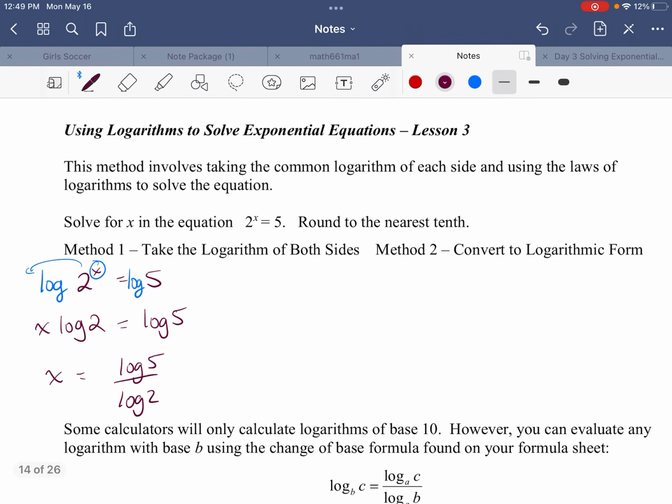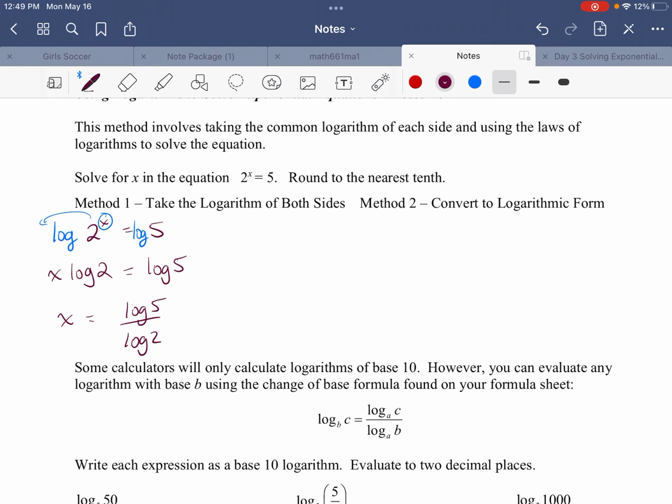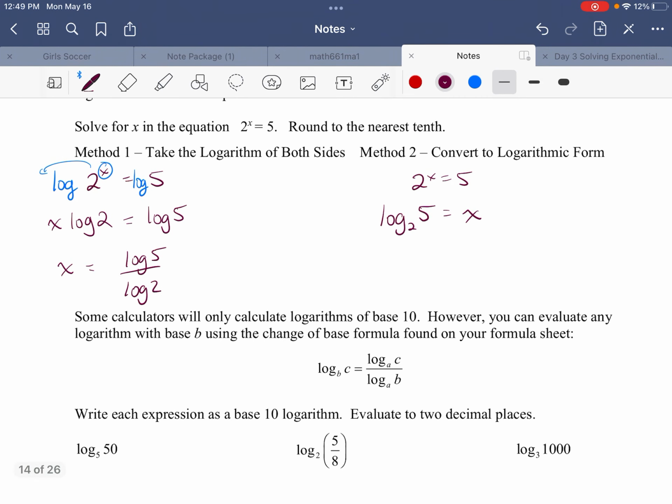Method 2 is to convert to logarithmic form. So again, we start with 2 to the x is equal to 5. Now the base of your exponent becomes the base of your logarithm, and your exponent becomes what it equals. So you have these two methods. In both cases, we're ending up with what x equals.